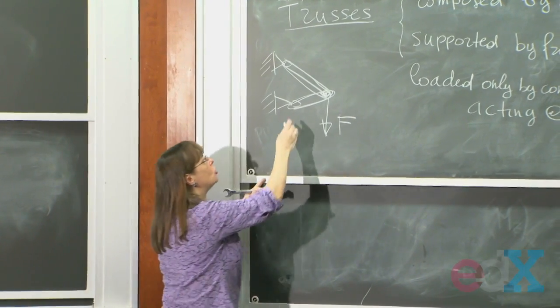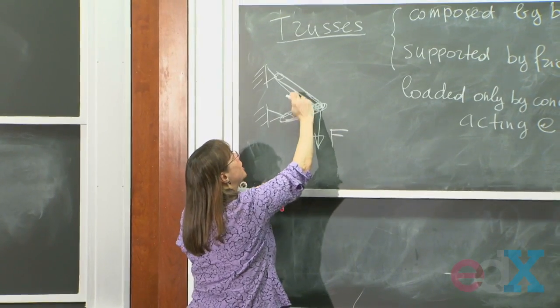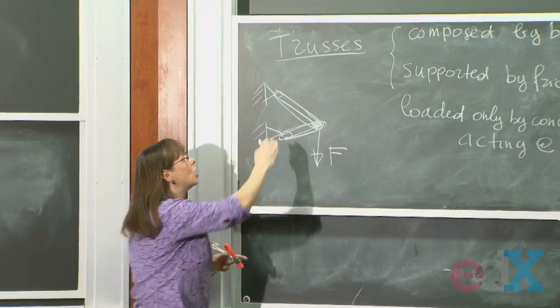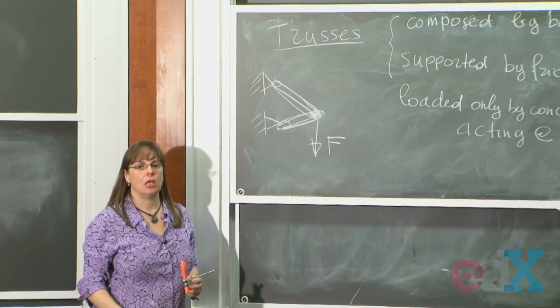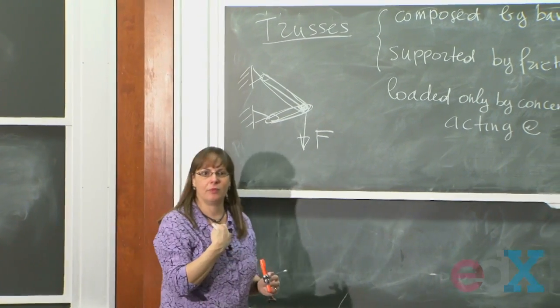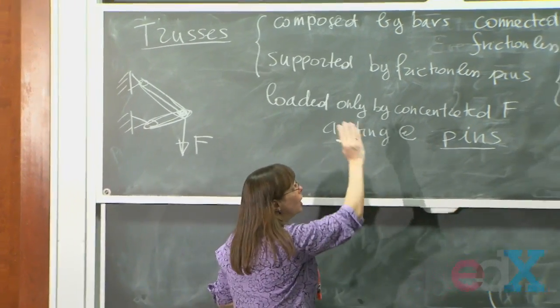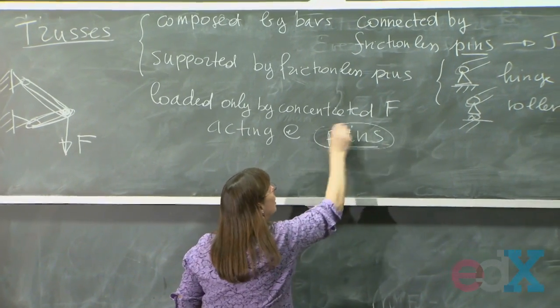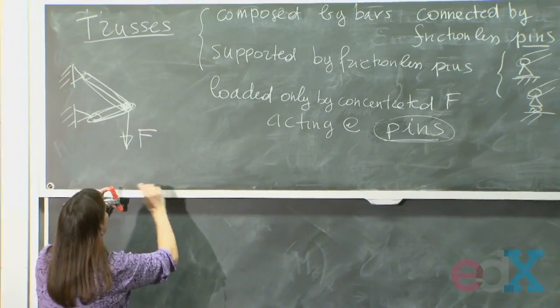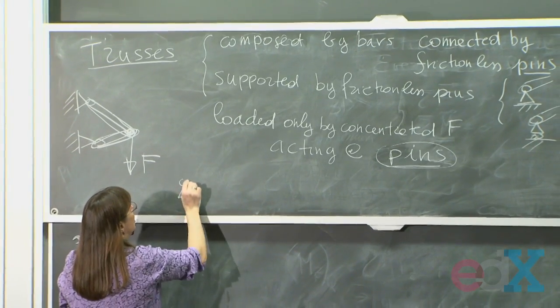In order to be a truss, I cannot have forces applied halfway through the truss. I cannot have distributed load in these things. The only way that I can load this structure is by applying loads at the pins. So that is a truss, something that looks like this.